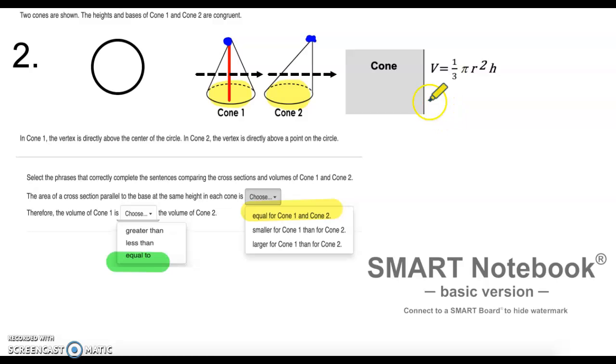If we look at our volume formula from our reference sheet, volume is equal to 1/3 pi times the radius squared times height. If the bases of cone 1 and cone 2 are congruent, then we know the radius is the same in cone 1 as it is in cone 2. We also know that the height of cone 1 is the same as the height of cone 2. So both variables that we have to substitute into our volume equation are congruent for cone 1 and cone 2, which means if we were to complete the volume equation for each cone, we would get the same answer both times.